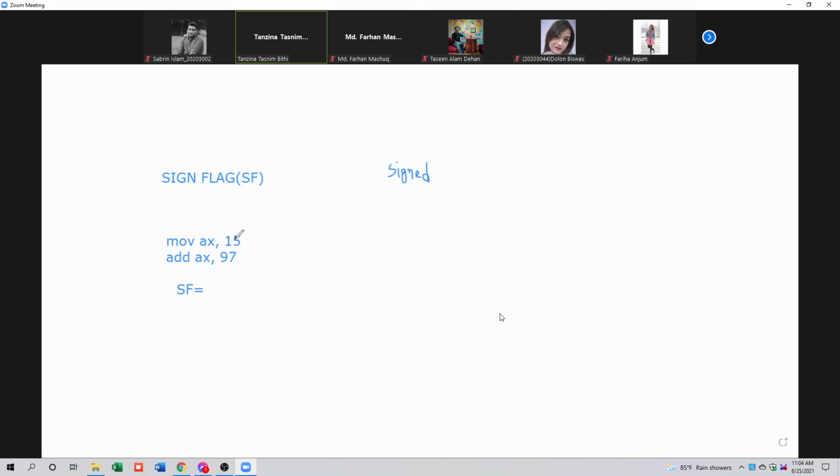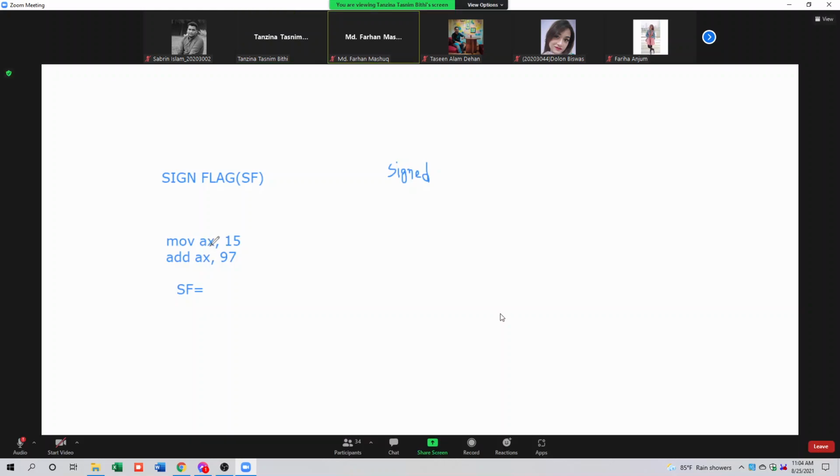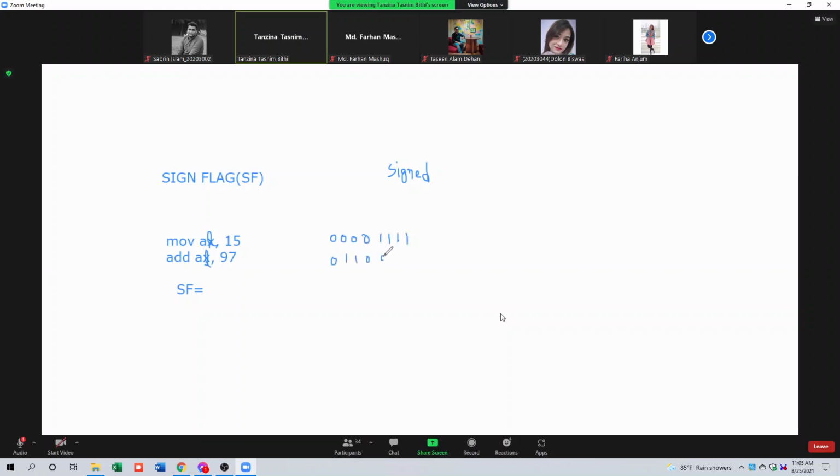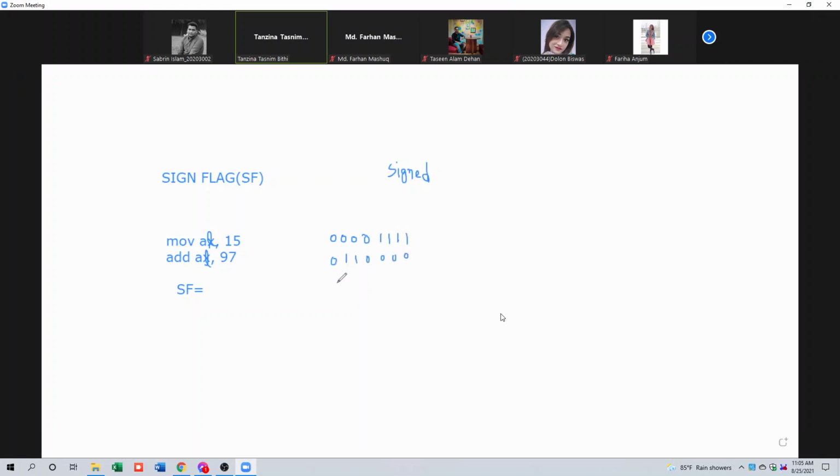So what is the binary representation of 15? This AX is a 16-bit register. Okay, we can take AL. So for AL, we need to write an 8-bit number. So it will be 00001111. Okay, and what about 97? 97 is 01100001. So this is the binary representation of 97.